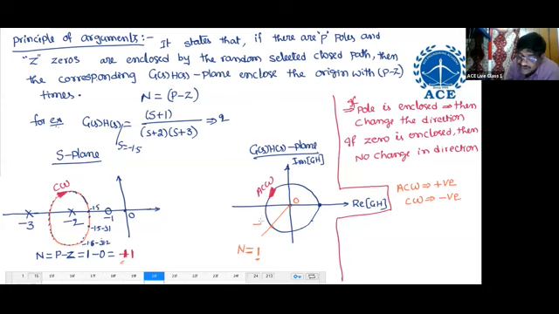So we should assign a sign for anti-clockwise. Here, what is the direction? Anti-clockwise, plus 1 time touching 1. So n equal to plus 1. Anti-clockwise, positive 1 time touching. So n equal to plus 1. Both the n values are the same.